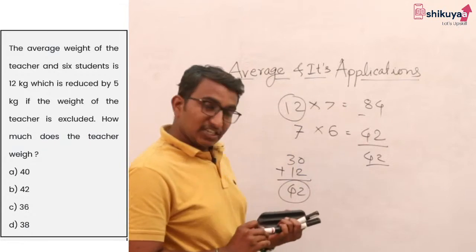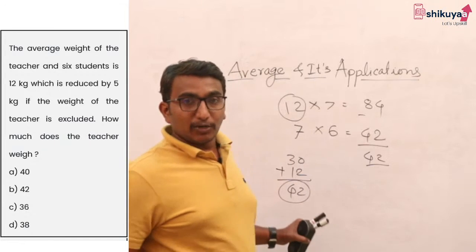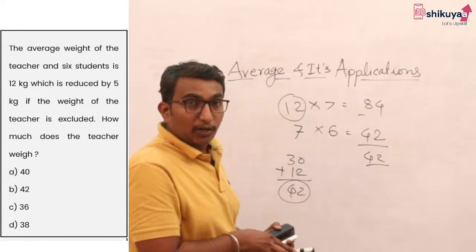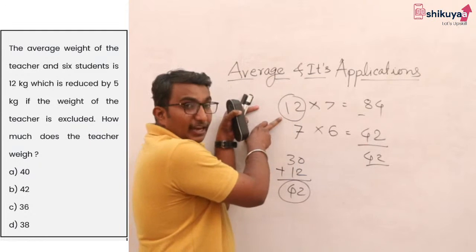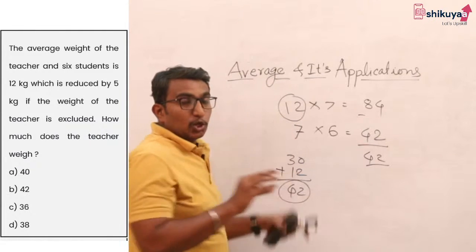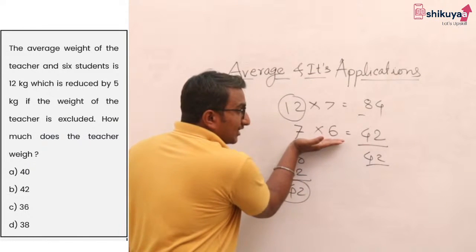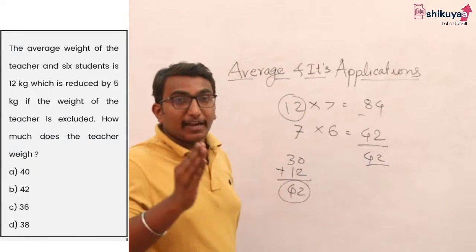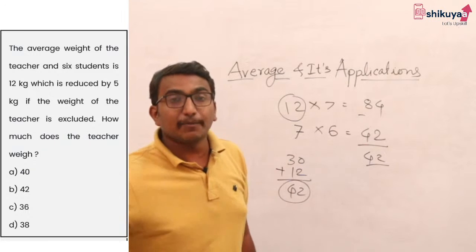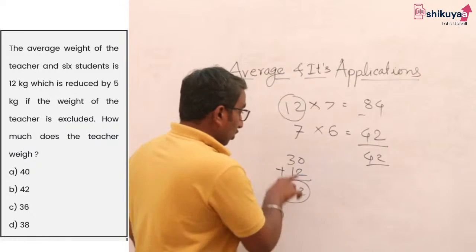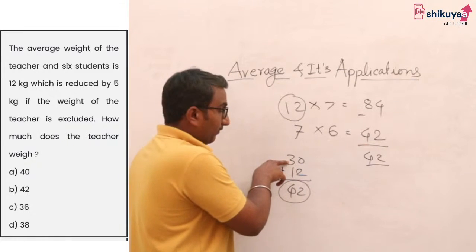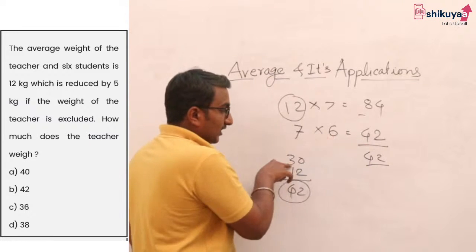So with this shortcut method as well, you will be able to understand. I'll again explain this shortcut method. See, here the earlier average was 12, now it has become 7. So there is a reduction in the average value by 5. So in the new set there are 6 people. So there will be a reduction in the average value of each and every person by 5. So reduction in the total sum will be 5 into 6, that is 30.